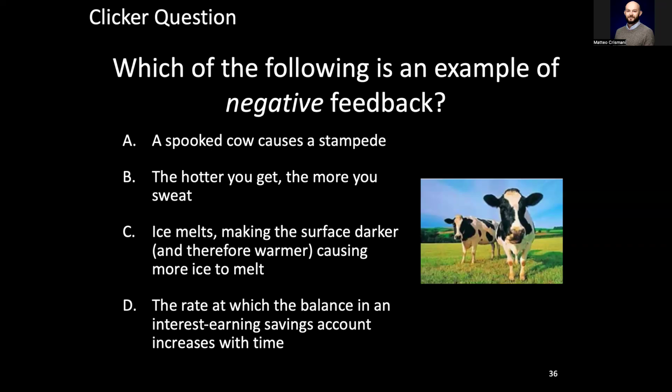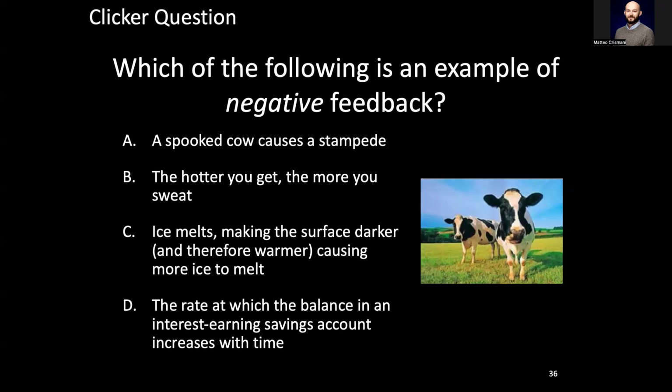Do people know what an interest earning savings account is? Okay, this is where you put your money in and then your money makes more money, right? I know, crazy concept. So the rate at which the balance goes up, the pot of money, and they keep adding more money, is positive. That's a good one and a positive.